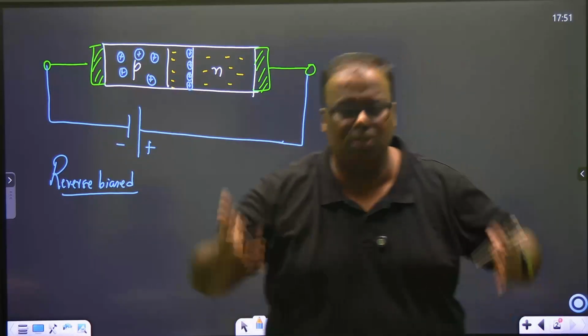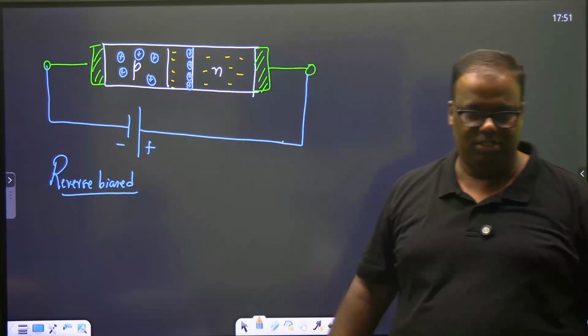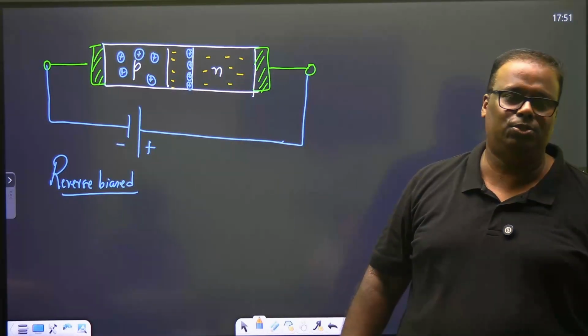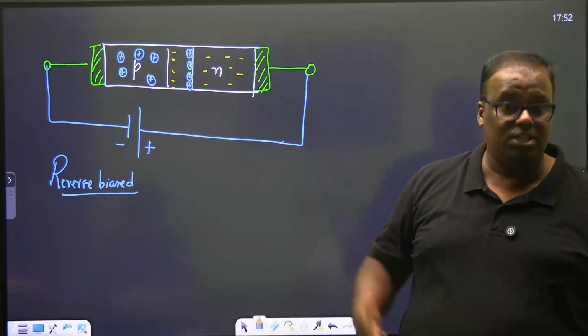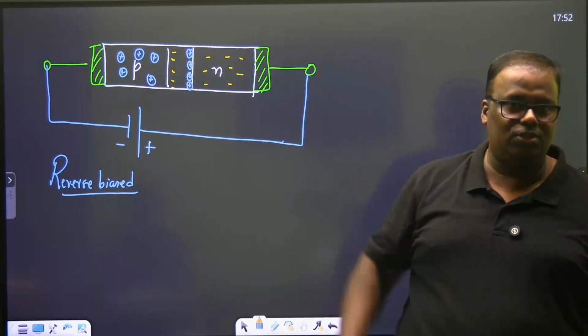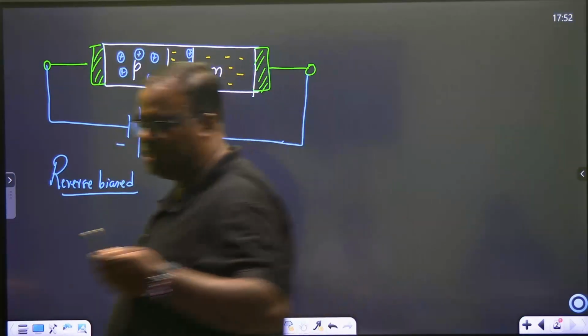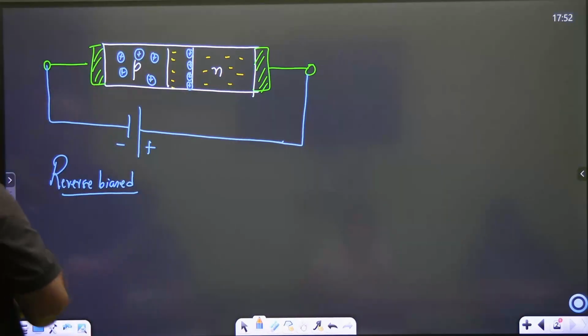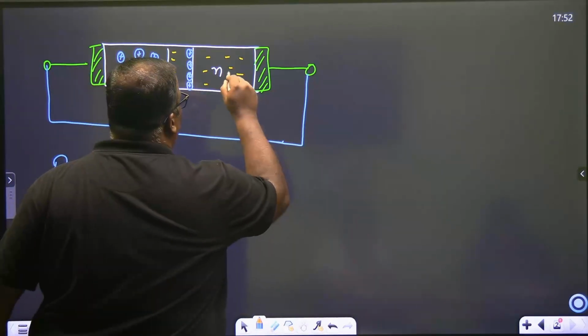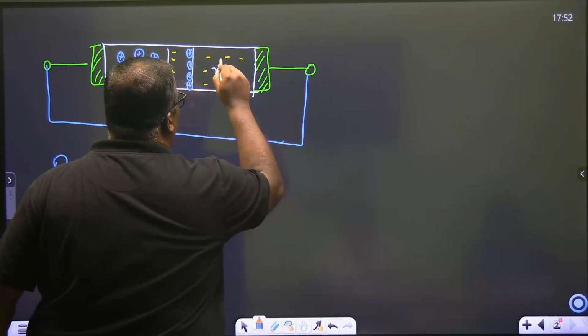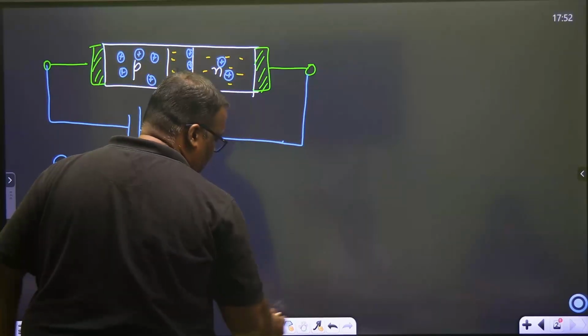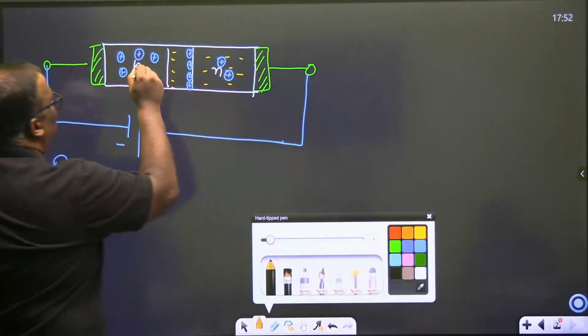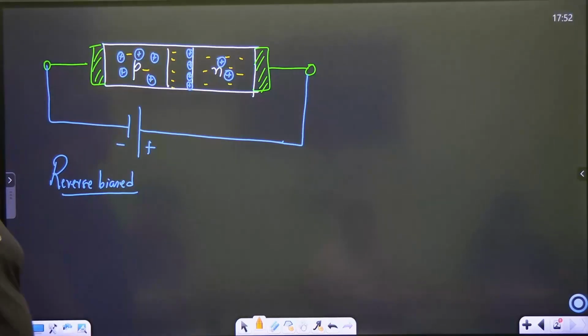Conductivity is lost for all good. You can't expect the diode to conduct now, because conduction depends upon combination of electron hole pair. But one interesting thing will happen. What is the interesting thing? That there are some minority charge carriers on either side. Don't you think? There are some minority charge carriers on either side.